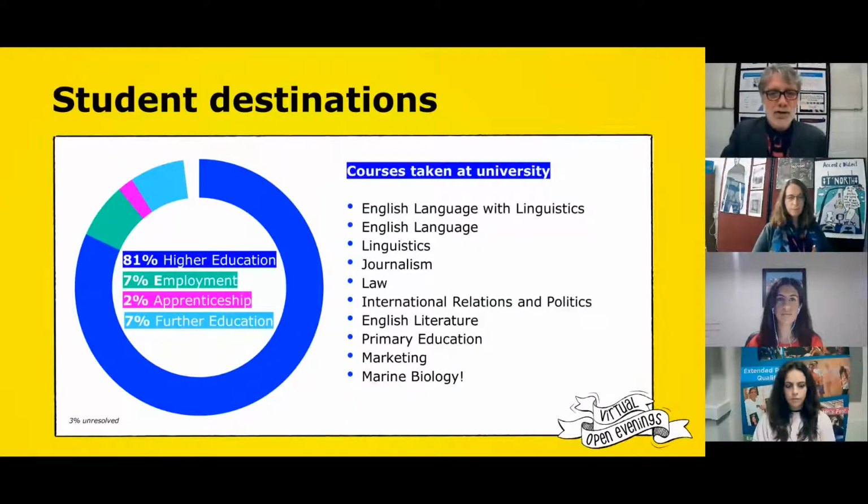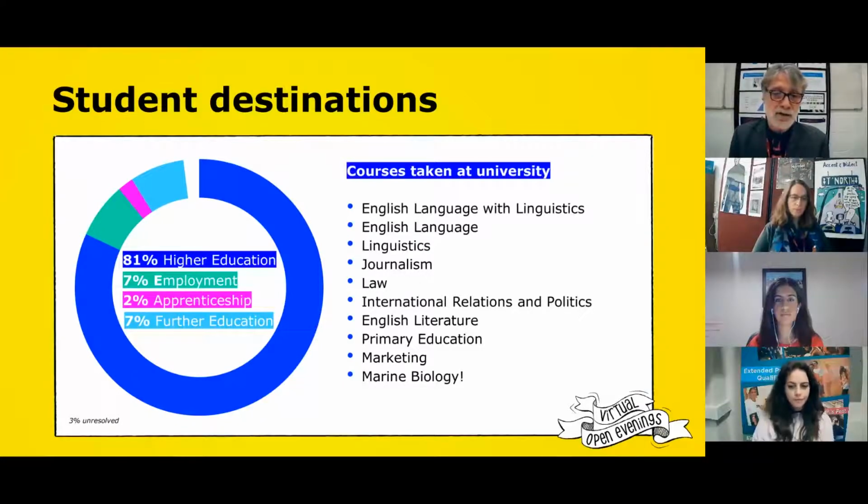Yes, and this is about student destinations. I think this is the most recent year. These are courses taken by students who studied English language at university. A number have gone on to do English language with linguistics, which you're clearly very well prepared for if you do English language A-level, or English language or straight linguistics.